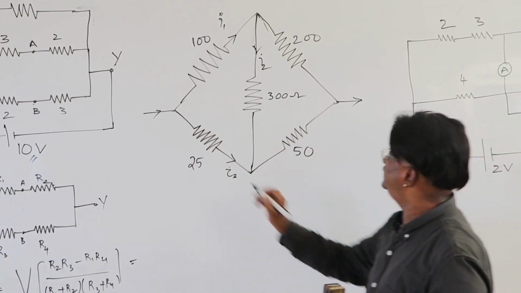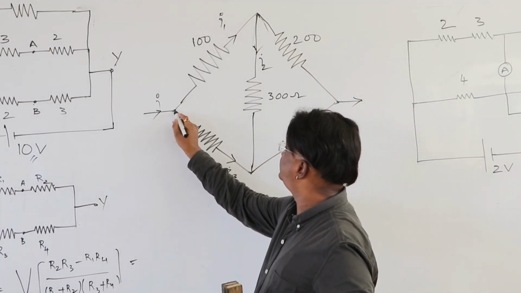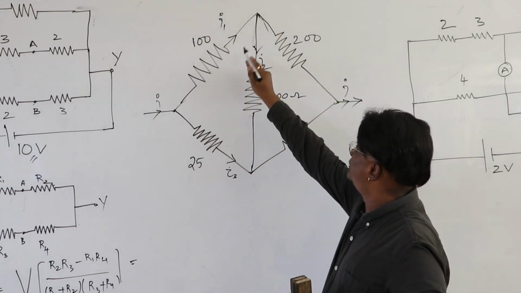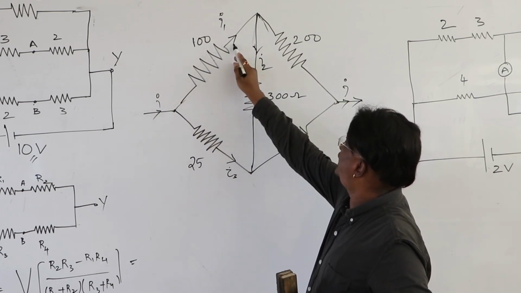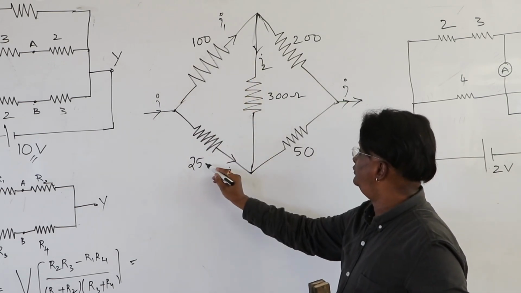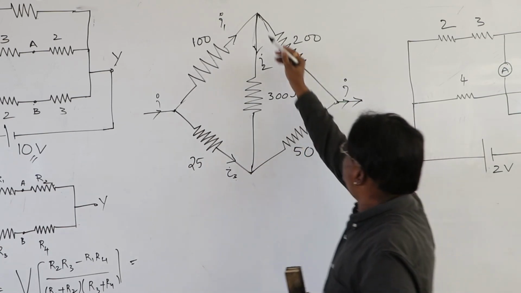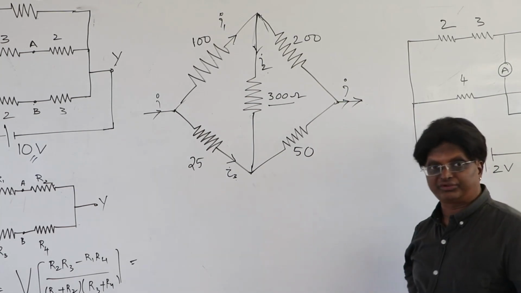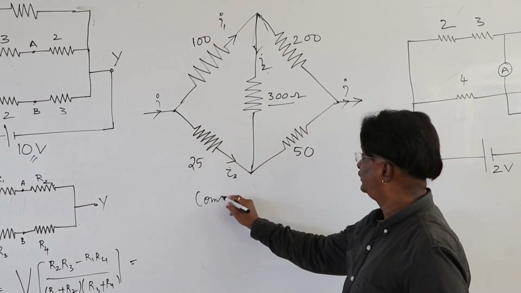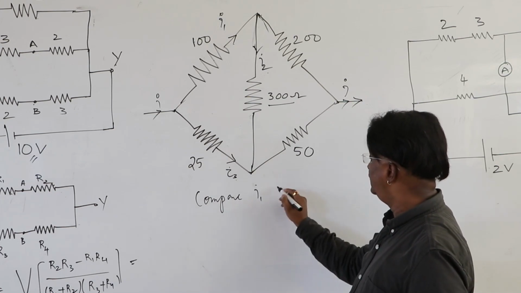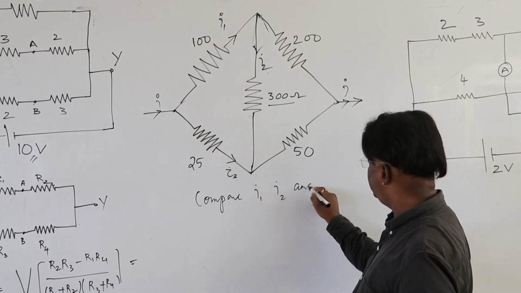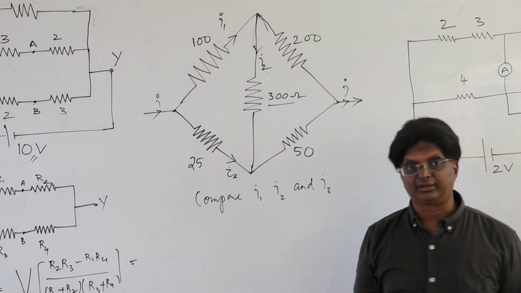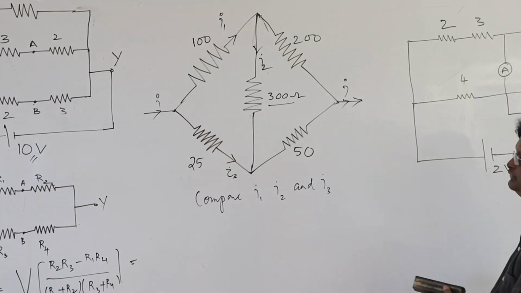Now here, this is the current I entering at this node and leaving at this node, he says. Now he says the current through branches: the current through 100 ohms is I1, through this 25 ohm is I3, and at this branch, the current through 300 ohm is said to be I2. Now the question is, compare I1, I2 and I3. I want the comparison only, increasing order, decreasing order of currents. That is what is needed.